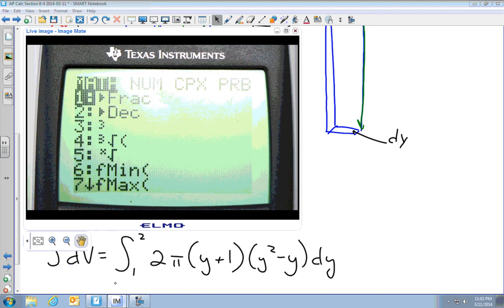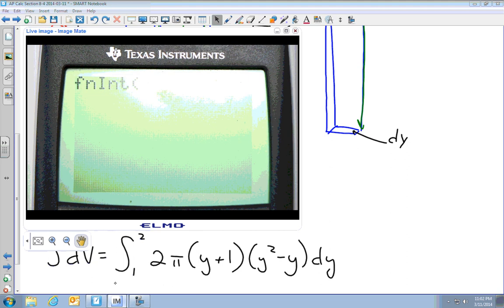So under your math menu, we'll do FNINT of 2 pi times y plus 1. Now I'm going to leave this in terms of y. You could easily just put this in terms of x though. Y plus 1 times y squared minus y. It would just save you a few keystrokes there. Instead of having to hit alpha y to do this, you just hit your x key to do it. And if I put this in terms of y, then my variable is y. I have to indicate there. And I'm integrating from 1 to 2.